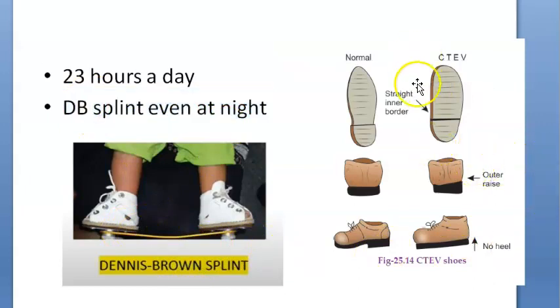Okay, so you can see the CTEV shoes, how they are different. So straight inner border is there, and then there's outer raise, and then no heel in the shoes. Okay, so outer raise, straight inner border. These things you should know.